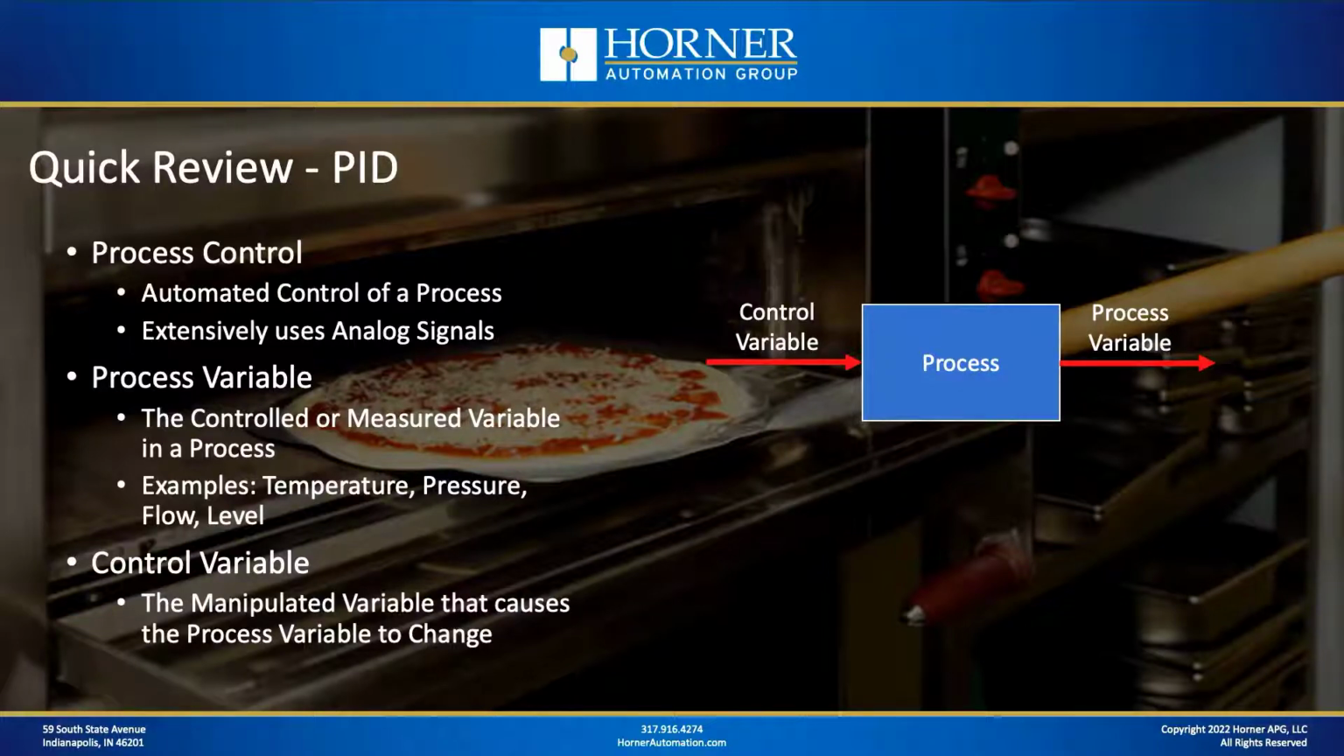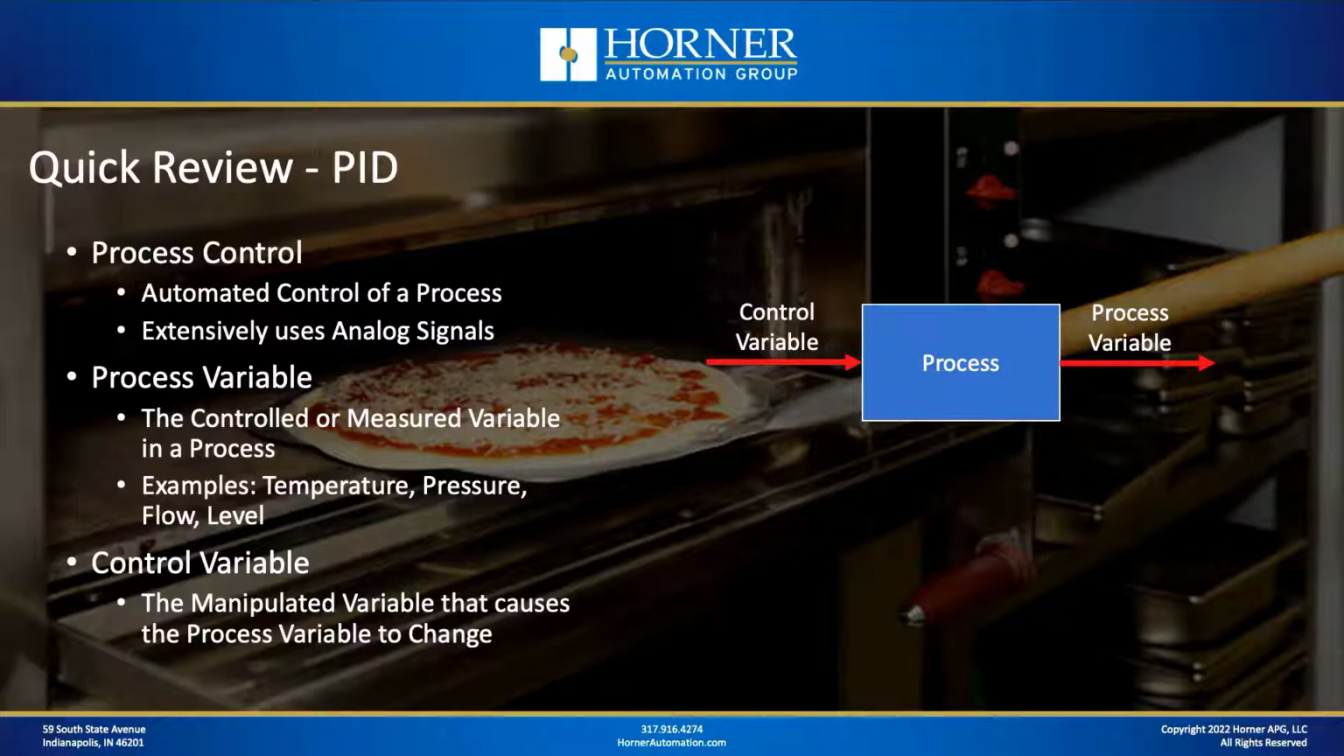Process control is the automated control of a process. Makes sense, right? And there's some terms that we need to become familiar with. First, the process variable. That's the variable that's being measured or controlled in the process. So for a pizza oven, for instance, it's the temperature of the oven.